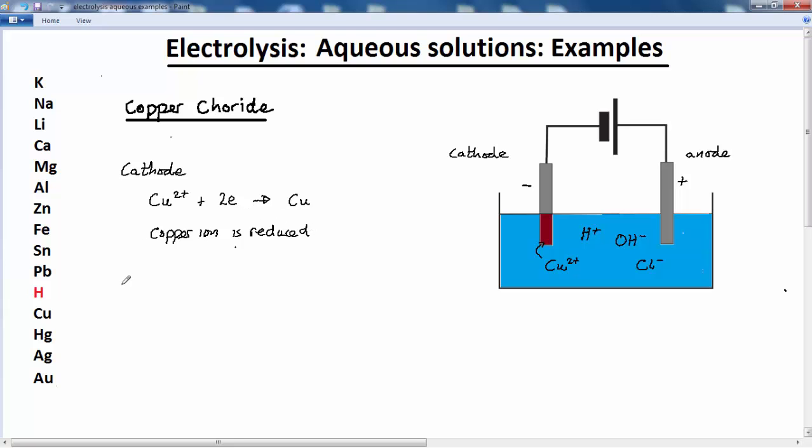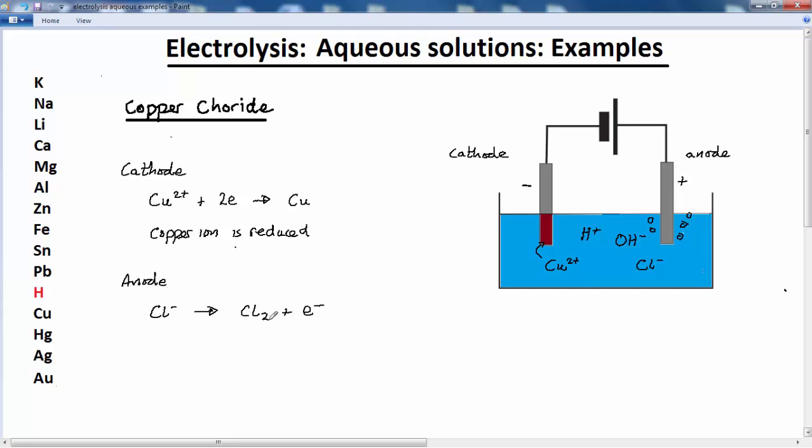Okay, and at the anode, well, the rules are that if the solution contains a halide, then the halogen gas will be released at the anode. So we're going to have chlorine gas bubbling off here. So we see that the chloride ion, that's Cl-, loses an electron. So we write the arrow here and it forms Cl plus e-, and this atom of chlorine joins together with another atom of chlorine to form a diatomic molecule.